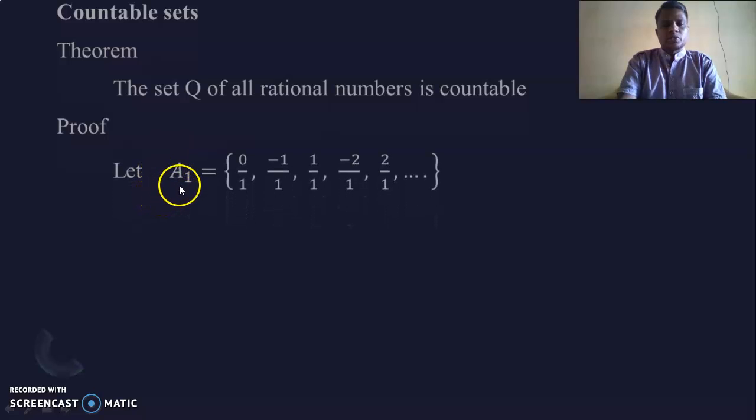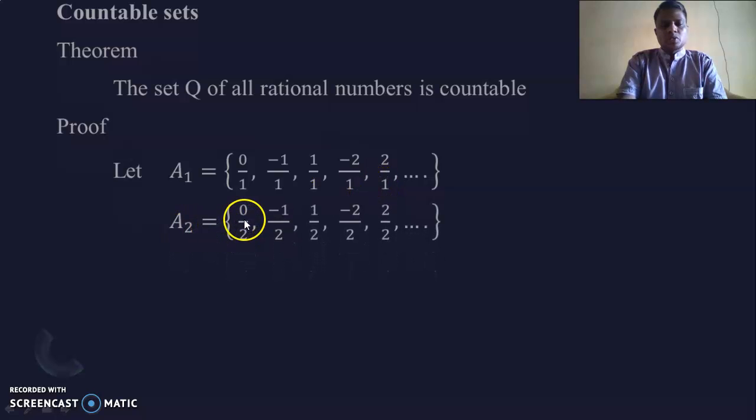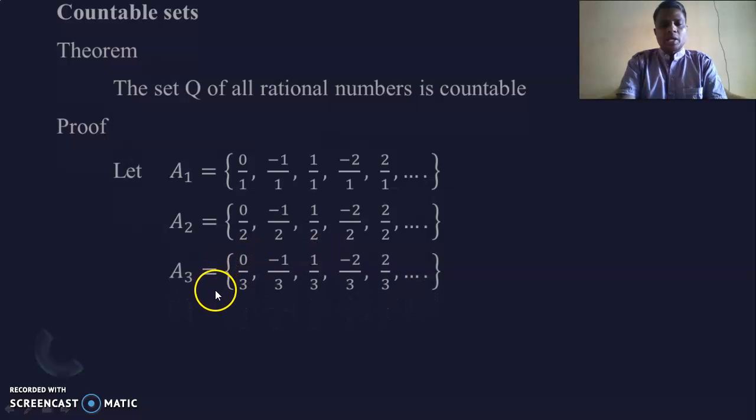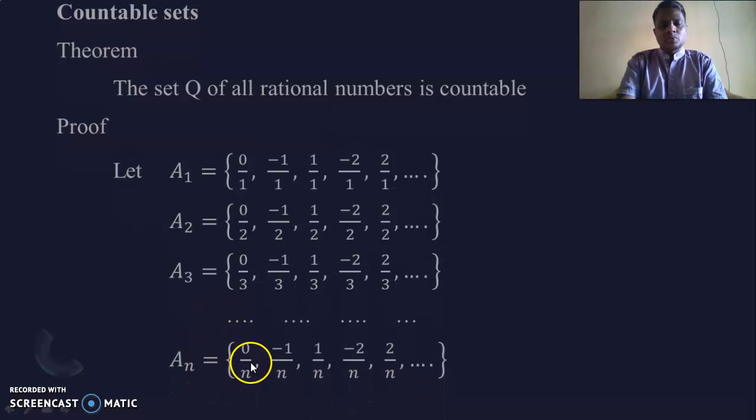Let the set A1 consist of the elements 0/1, -1/1, 1/1, -2/1, 2/1 and so on. A2 consists of the elements 0/2, -1/2, 1/2, -2/2, 2/2 and so on. Likewise, we construct A3, A4 and so on. An consists of the elements 0/n, -1/n, 1/n, -2/n, 2/n and so on.